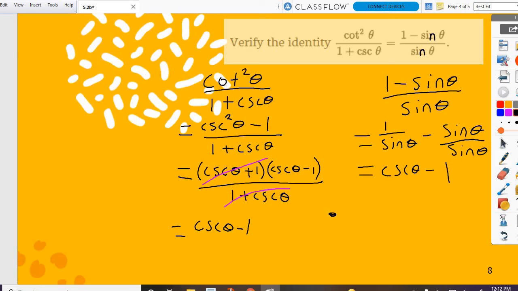Do they equal the same thing? Yeah, so we can say, therefore, cotangent squared of theta divided by 1 plus cosecant of theta equals 1 minus sine of theta divided by sine of theta. Yeah? We're okay with that? Questions on any of our steps that we did for that one?